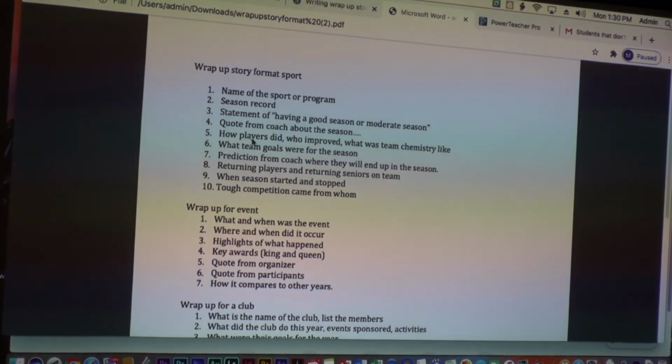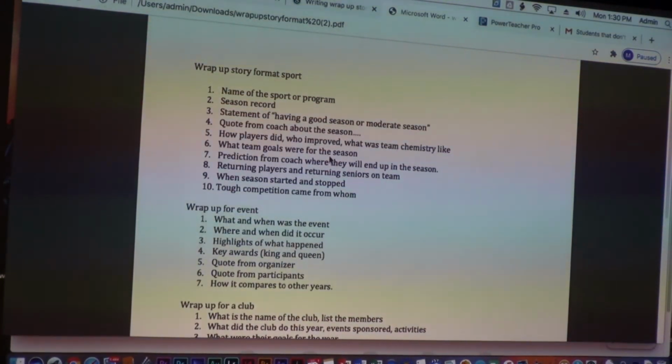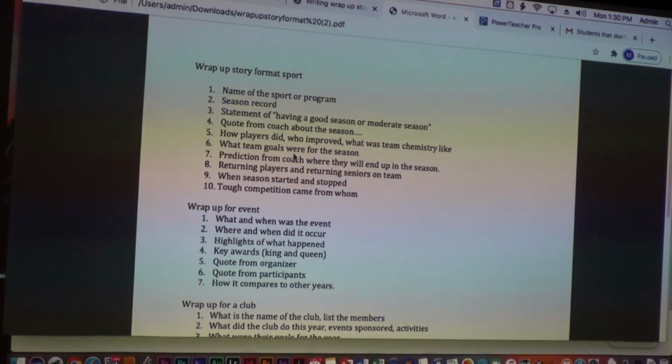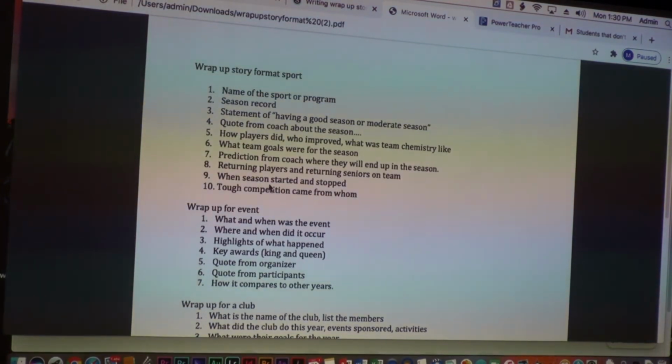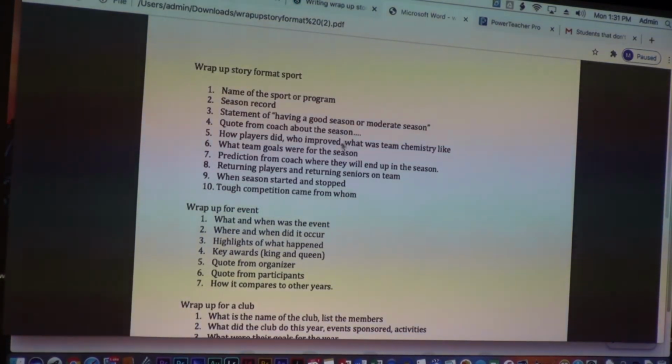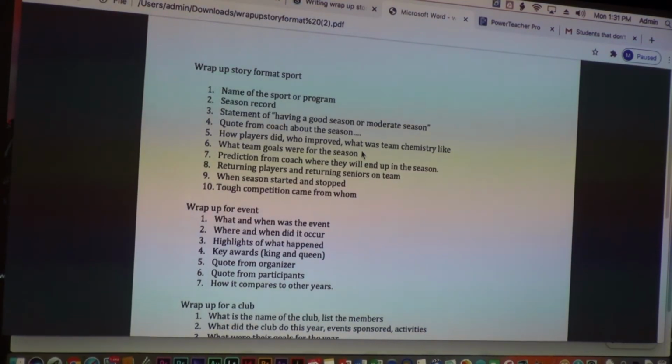The coach has got to talk about how the players did, who improved, what the chemistry was like, what the team goals for the season were, a prediction on where they will end up, who the returning players were, who the seniors were, when the season started and stopped, and where the tough competition came from. If you can get the answers to all these by either talking to them or emailing them, you've got plenty of information to write a wrap-up story.